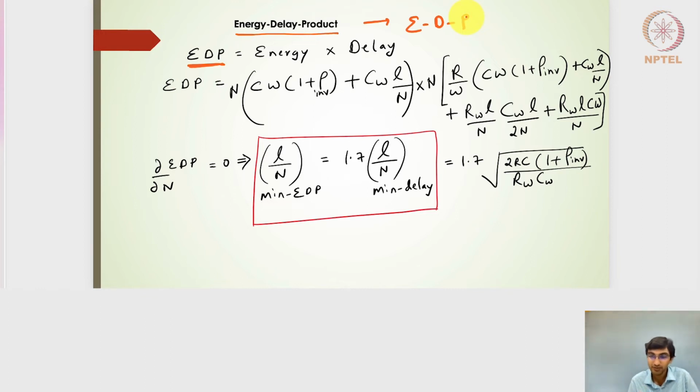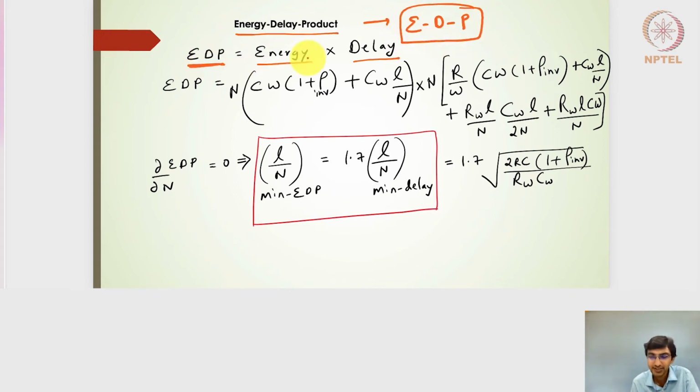The other parameter is of course the delay. That is also considered as one of the fitness parameters. Energy is one of the fitness parameters. Footprint or the area is considered as another fitness parameter. And another fitness parameter is the energy delay product.